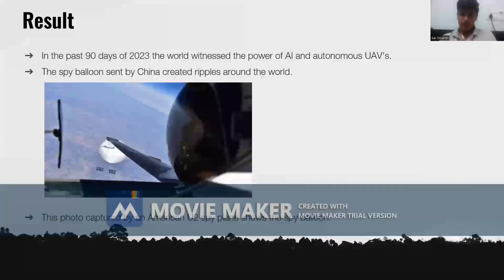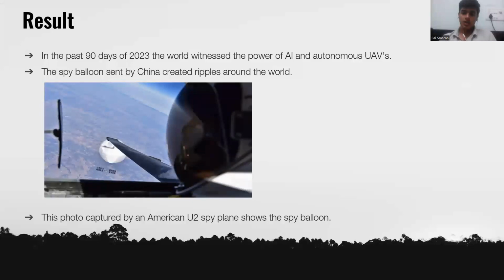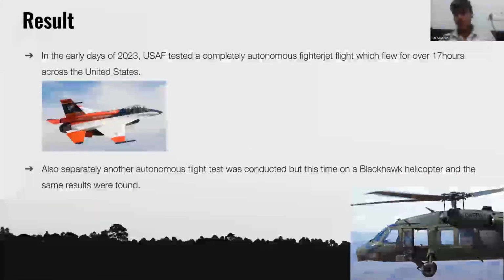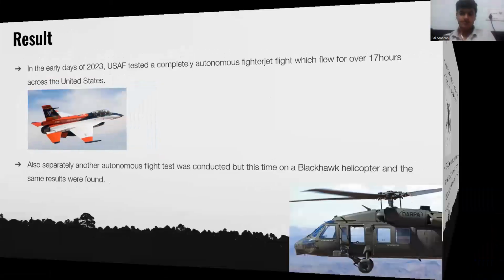In the past 90 days of 2023 alone, the world witnessed the power of AI and autonomous UAVs. This picture that you see was the same spy balloon which was spotted over the United States. The fighter jet that you see recently created history by flying autonomously for 17 hours. And the helicopter that you see is the Black Hawk helicopter. You might recognize it from the movie Black Hawk Down. It also flew autonomously, completely without a pilot, as you can see in the image, and it was possible because of the Maker X system.